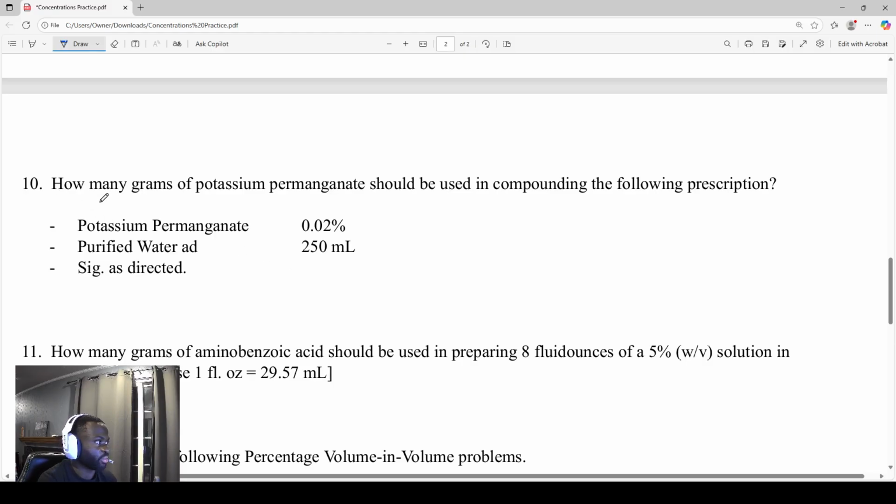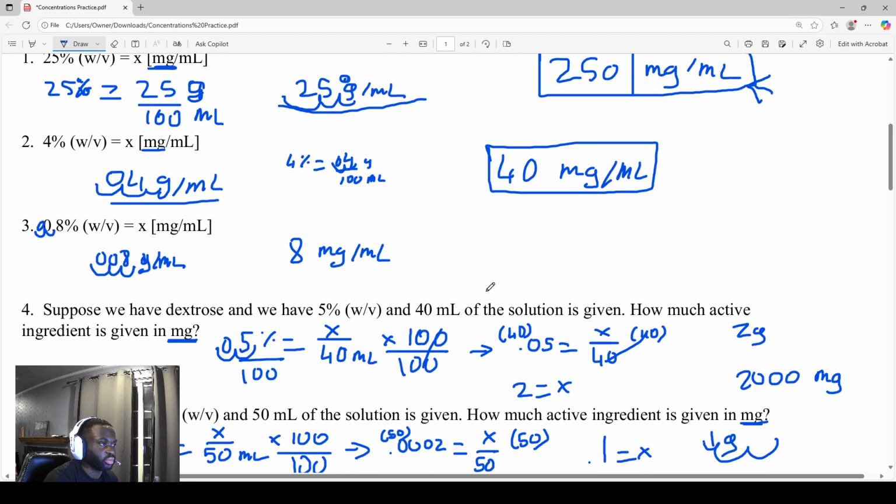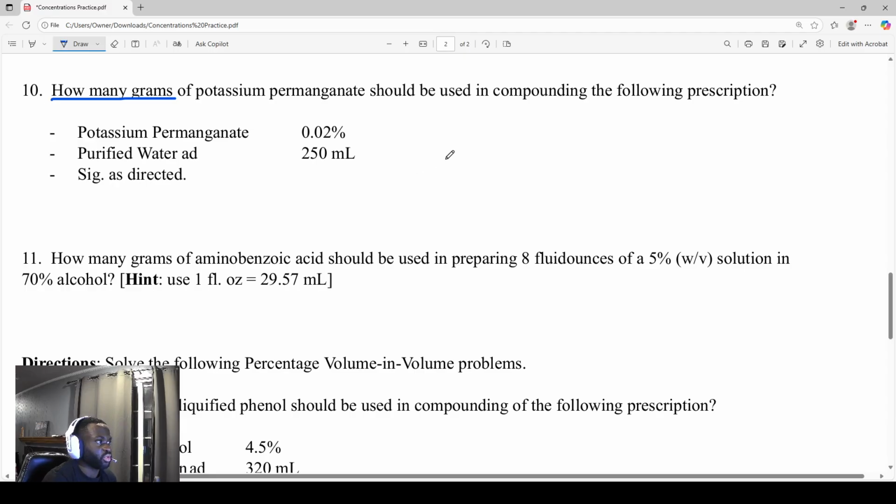Now let's take a look at number 10. How many grams of potassium permanganate should be used in compounding the following prescription? So we're looking for grams. So we're looking for X up here, as we've been doing for a majority of this. So we got our percentage, 0.02. We don't have grams. We have our liquid in the correct format too, because it's milliliters and not liters. So we don't need to convert anything, right?